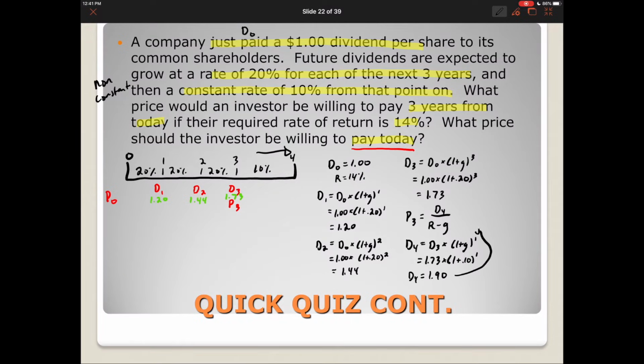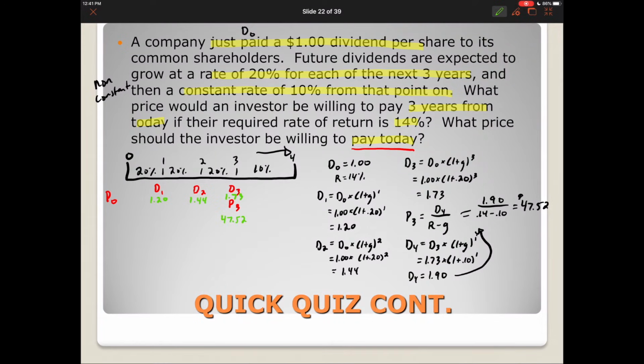That is going to go into my equation here to solve for the price when the growth becomes constant. So I take $1.90 and I divide it by R minus G, where R is 14% and G is 10%, and I get a price when the growth becomes constant that is equal to $47.52. I'm going to transfer that over to my timeline.